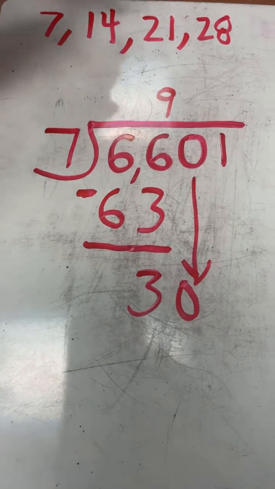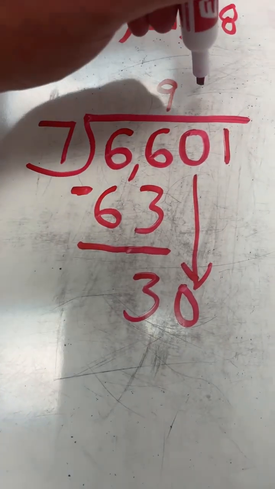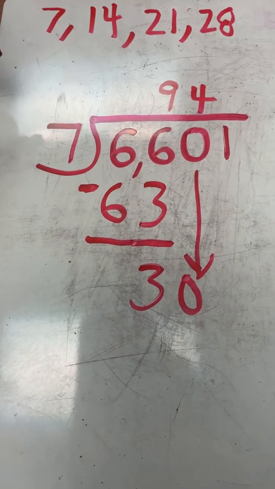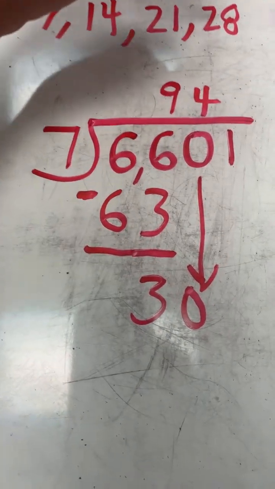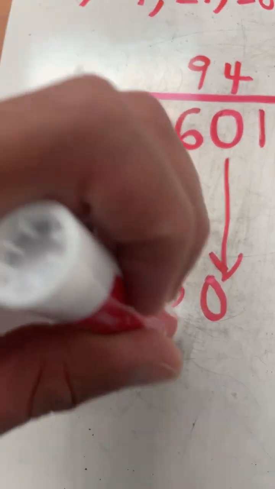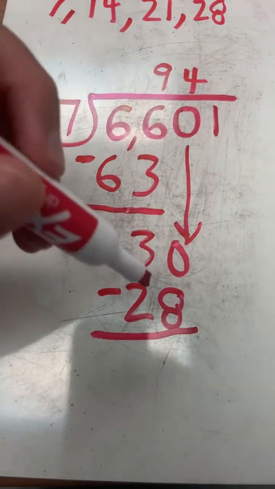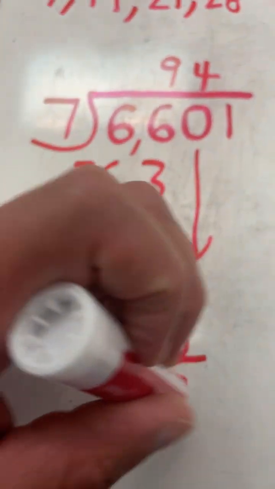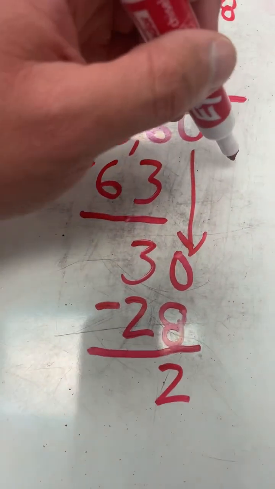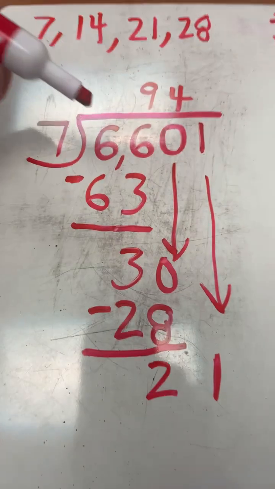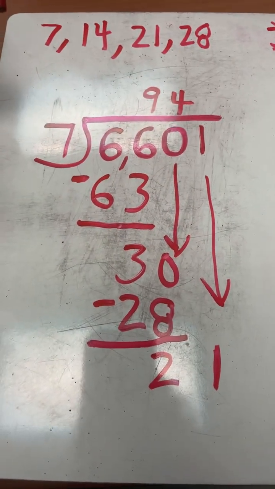So I was able to get 1, 2, 3, 4 groups of 7 within 30. And because 28 was as close as I could get to 30 without going over, I'm going to do 30 minus 28. 30 minus 28 equals 2. I'm going to bring down the 1 over here.